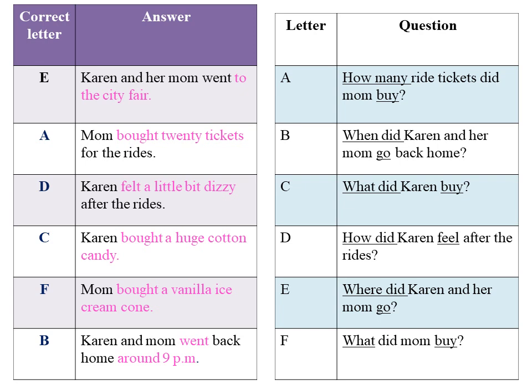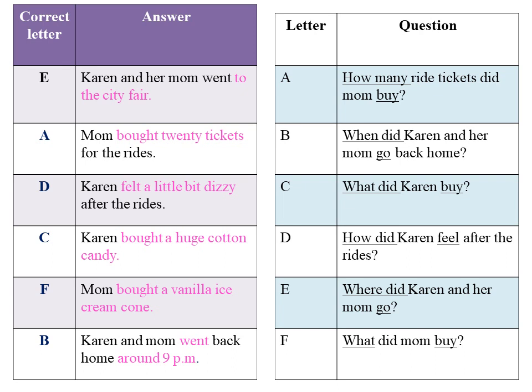To get Mom bought 20 tickets for the rides as the answer, what question should be asked? Yes, as the answer has a particular number, the question should definitely depend on the number. So, what should be the question? Yes, it should be A. How many ride tickets did Mom buy? To get Karen felt a little bit dizzy after the rides as the answer, what question should be asked? Yes, it's D. How did Karen feel after the rides?